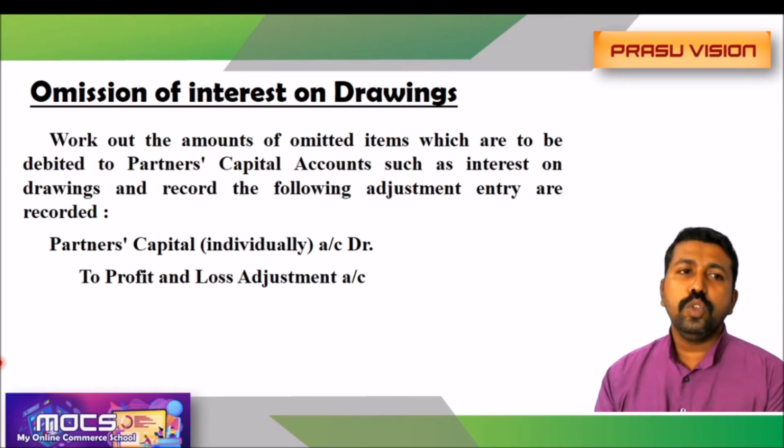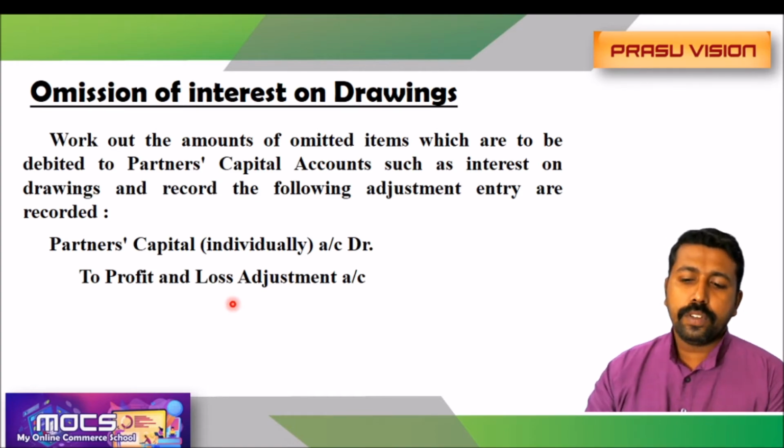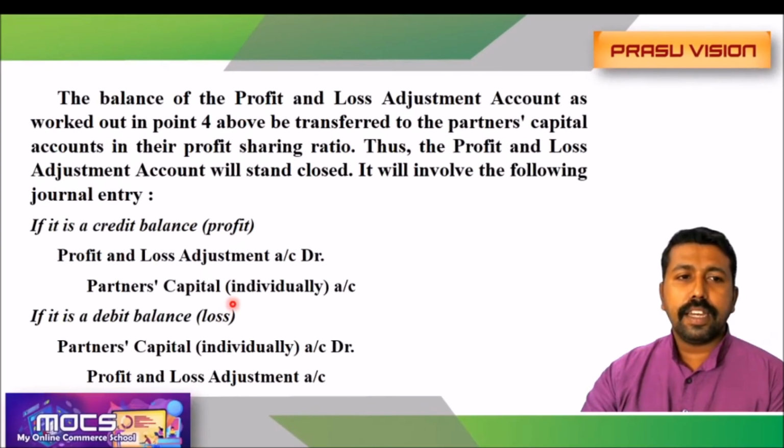Here also we have to work out the amounts of omitted items which are to be debited to the partners' capital accounts, such as interest on drawings. Then we have to pass a separate adjusting entry for each partner individually. Partner's capital account is debited and profit and loss adjustment account is credited. That means it is credited in the profit and loss adjustment account. So we have to pass these entries.